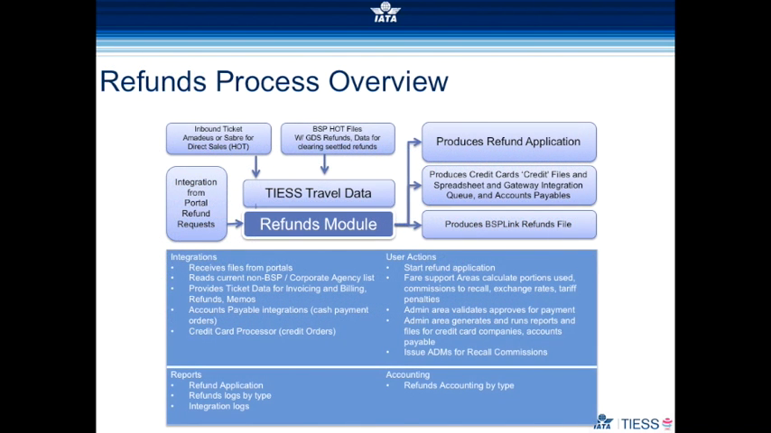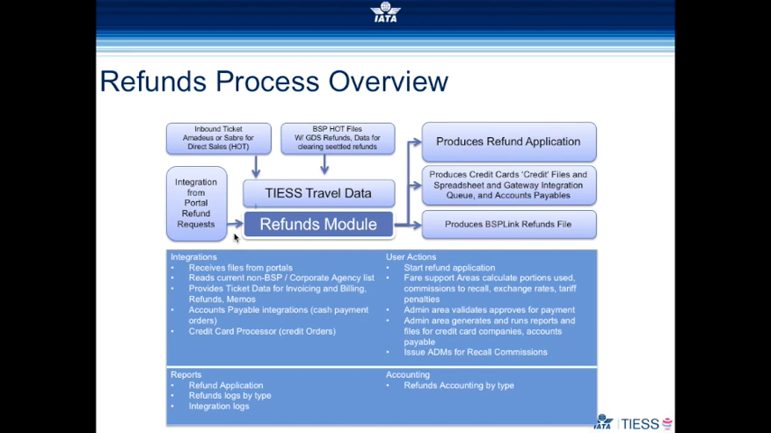When we check the basic flow, we already have TIESS travel data, which would contain hot files from BSPs with refund data. We can have ticket or travel data directly from reservation systems. They can have online portals that are collecting refund requests for them.